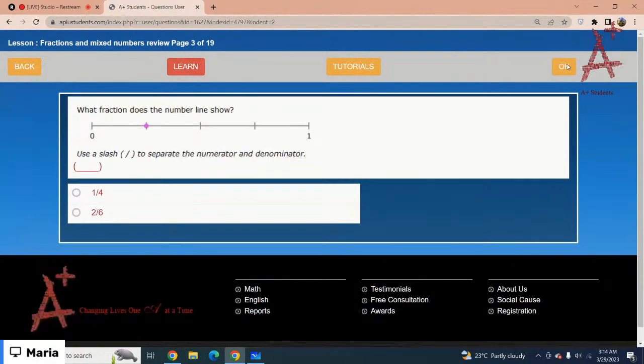Okay, what does the number line show? So between 0 and 1, how many segments do we have? 1, 2, 3, 4. 4 segments. And the first one is colored. Got it? That means 1 out of 4 is the fraction shown on the number line. So the correct option is 1 over 4.